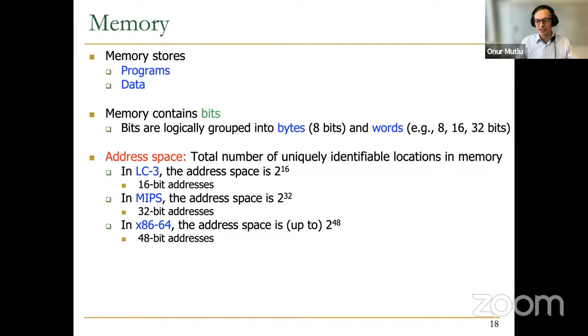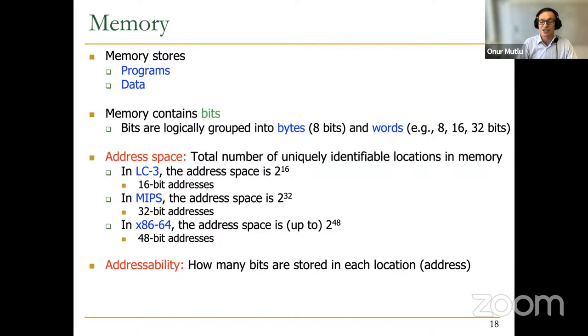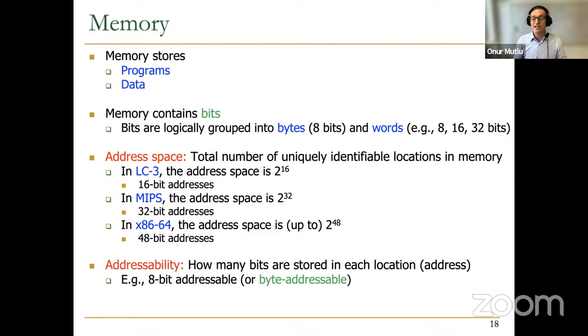Addressability, and you've also seen addressability in lecture 6, is how many bits are stored in each location. And these are specified by the model, again, the instruction set architecture. Basically, in each address, how many bits can we store? For example, 8-bit addressable means also byte addressable, meaning each location contains 1 byte. And many computers today are byte addressable, actually. But not all computers today are byte addressable. Some of them are word addressable. Whenever you address a location, you get a word. It could be 32 bits, for example. LC3 is actually word addressable, and you get 16 bits at a time whenever you access a memory location. Okay, so this is the programmer's view of memory, actually.